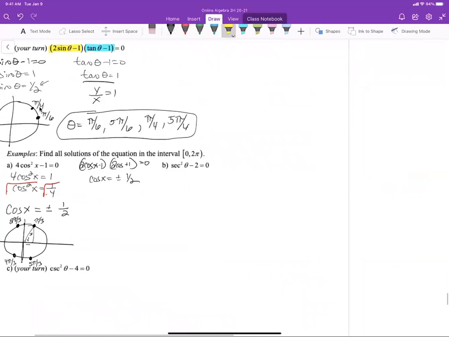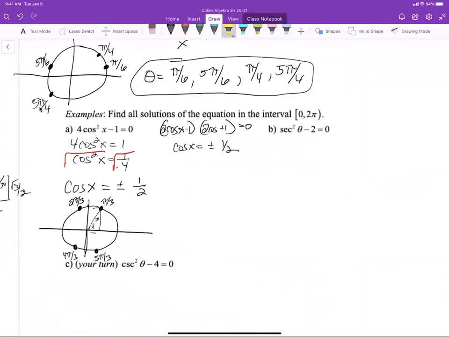But the sooner you learn your unit circle, the better, the more efficient you will be. So my answers for x, what values of x make this equation true, will be pi over 3, 2 pi over 3, 4 pi over 3, 5 pi over 3.